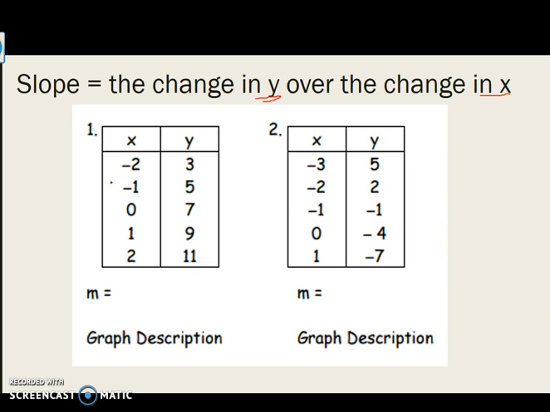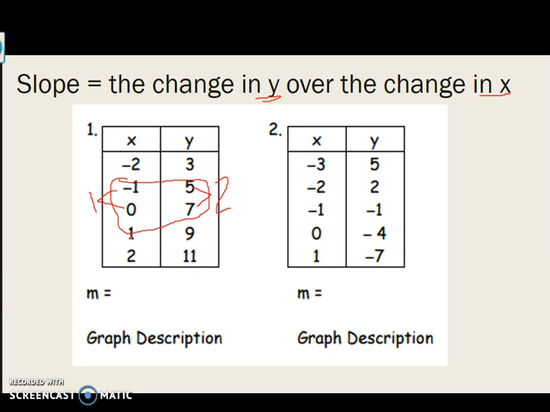So let's first find the change in x. So I'm going to choose 2 points in this table. I'll choose these 2 points here. And I'm going to find the change in x. So it's going from -1 to 0. 0 minus -1 is 1. So it's increased by 1. And the change in y. So it's going from 5 to 7. 7 minus 5 is 2. So between these 2 points, x increased 1 and y increased 2.